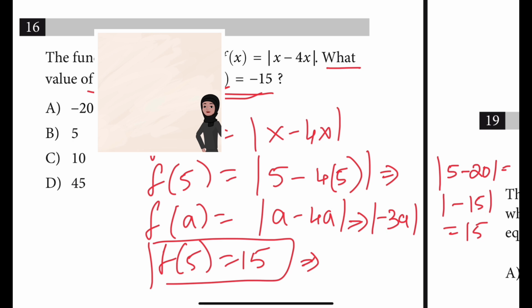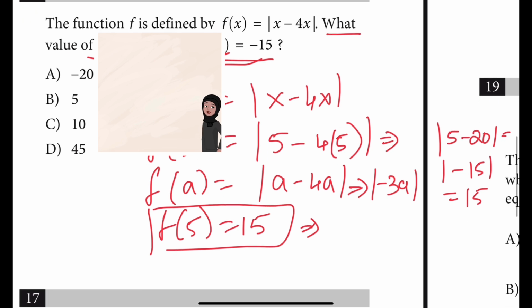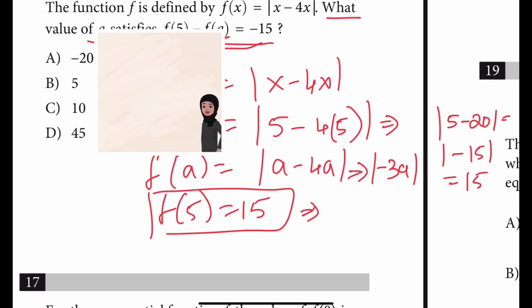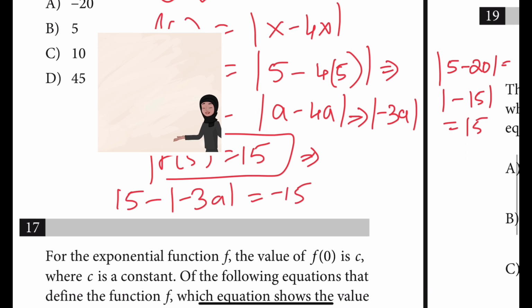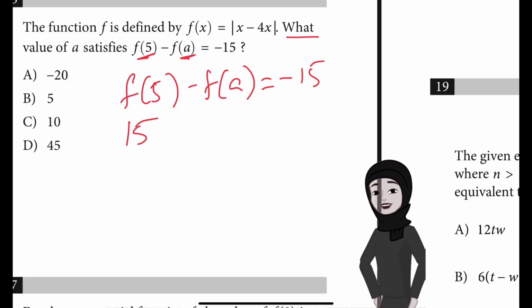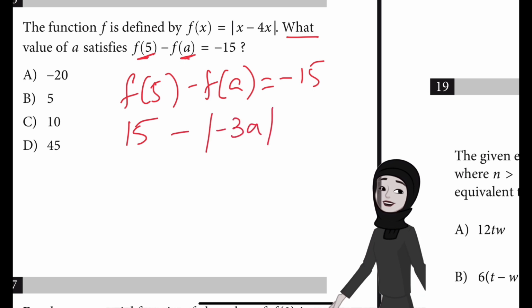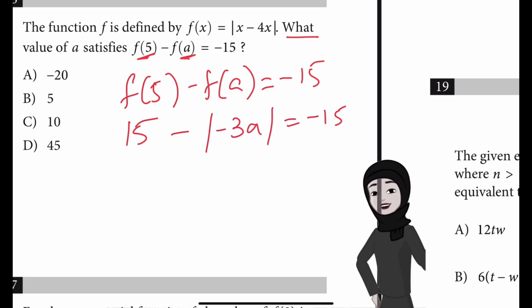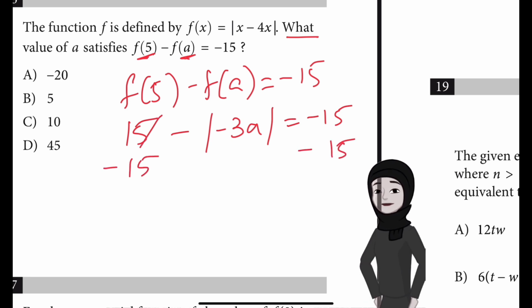And now we will substitute both of these values because we have to find what value of a satisfies this equation. So we will get 15 minus absolute value of minus 3a is equal to negative 15. So f of 5 minus f of a is equal to negative 15. Now substituting the values we calculated, f of 5 was 15. 15 minus absolute value of negative 3a is equal to negative 15.